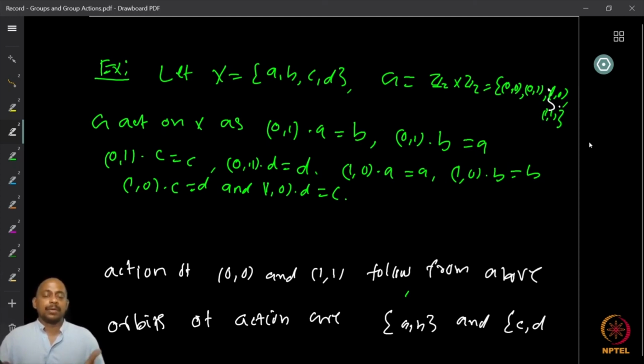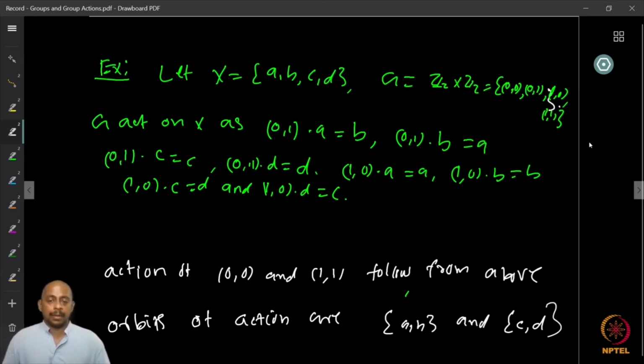Now, I have not defined what (0,0) does or (1,1) does, but since (0,1) and (1,0) can generate the whole of G, you can show that this also defines the other actions. What happens when (0,0) acts on A or (1,1) acts on A, etc.? So this one can verify. In fact, you should verify. And then once you have all these things, you can show that the orbits of the action are {A, B} and {C, D}.